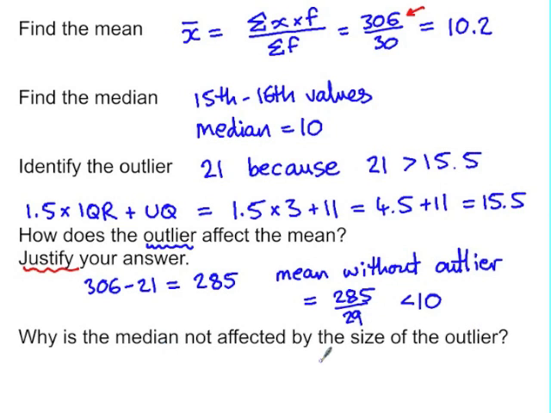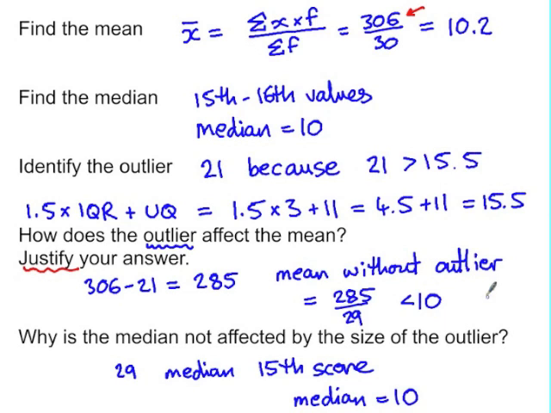But what about the median? Let's think about what the median would be without that outlier. If we've only got 29 scores, the median would be the 15th score. But remember, the 15th and the 16th scores were both 10. So the median without the outlier would still be 10. So what we can see here is that the outlier in the data has a greater effect on the mean than it does on the median.